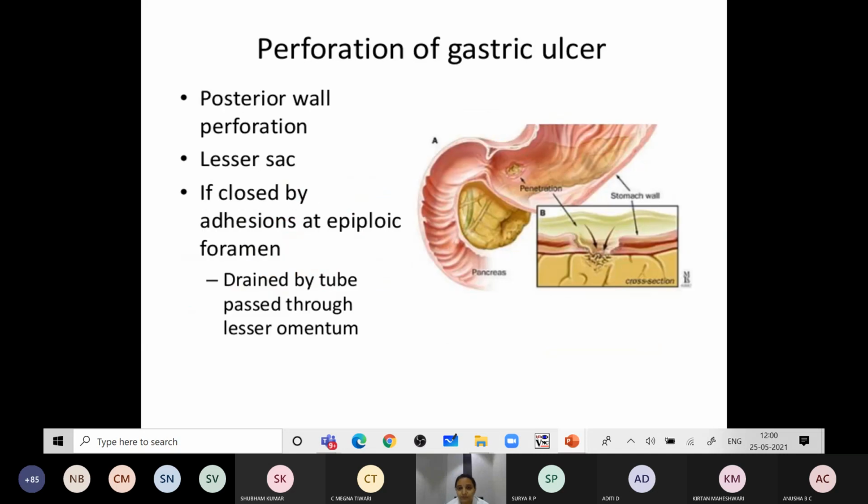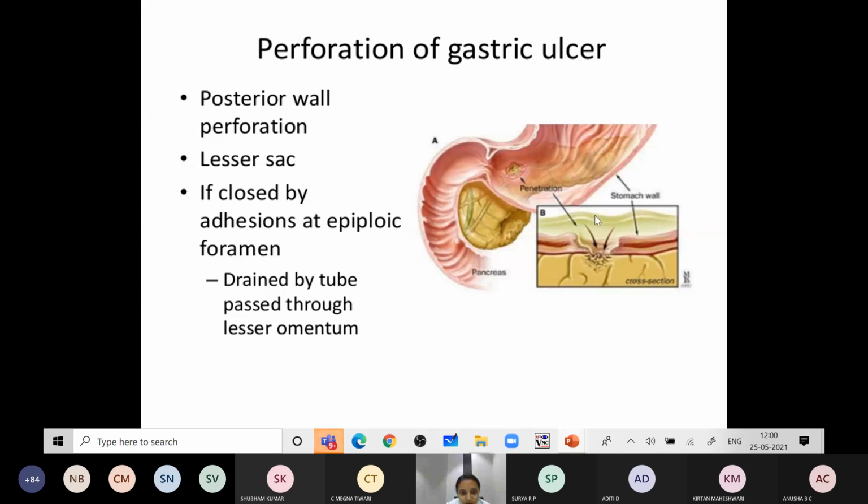Perforation of the gastric ulcer. With posterior wall perforation because of the gastric ulcer, the fluid will be collected in the lesser sac. If the anterior wall is perforated, the fluid will be collected in the pouch of Morrison.